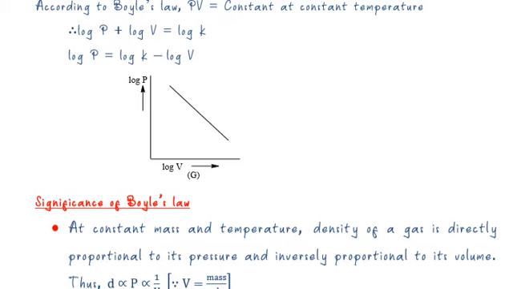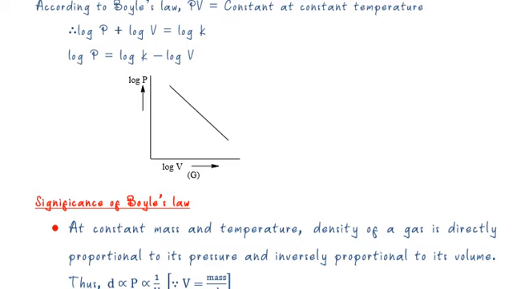So according to Boyle's law, you can see PV is equal to constant at constant temperature. Therefore, log P plus log V is equal to log K. So that's why log P is equal to log K minus log V. You can plot a graph of log P and log V.